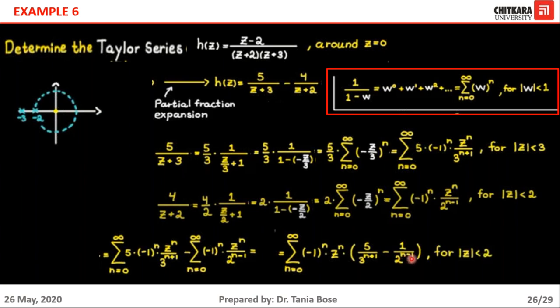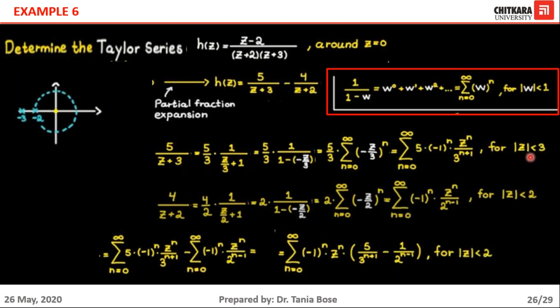I am left with 5 upon 3 to the power n plus 1 minus 1 upon 2 to the power n minus 1. And now, for the first one, the circle of convergence was mod z less than 3. For the second one, the circle of convergence is mod z less than 2. For the combined one, how will I calculate the circle of convergence? I will take the smallest of the two regions.